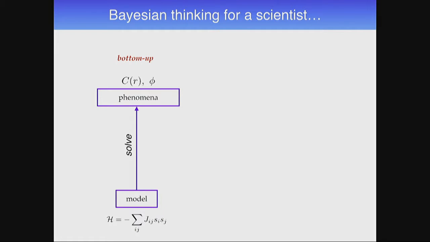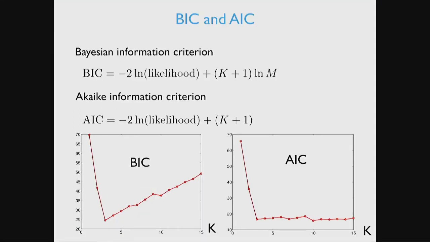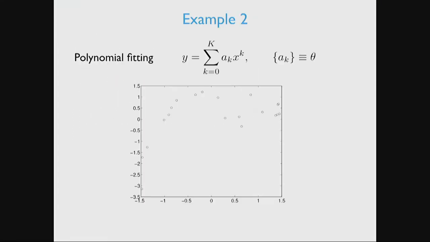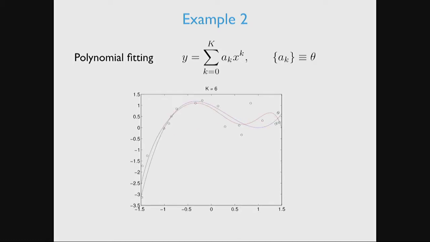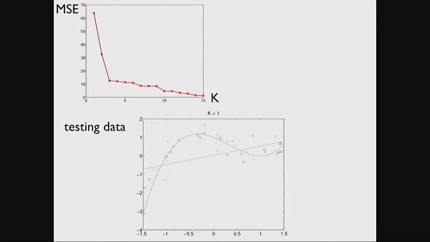This is what I did when I generated data in the previous example, this fake data here. I had my model, and I generated data with it. In effect, in theoretical physics in particular, this is very often what we do. We start from a model, we try to solve it, we try to simulate it.